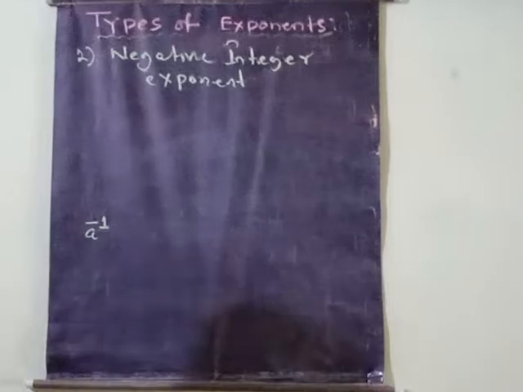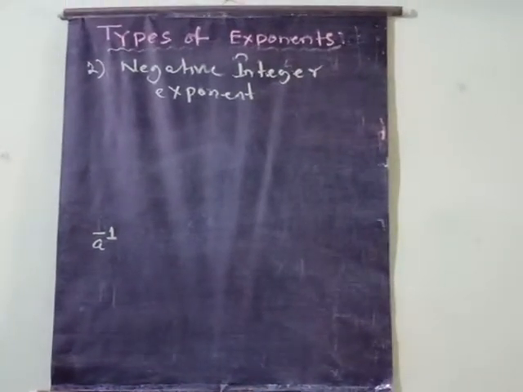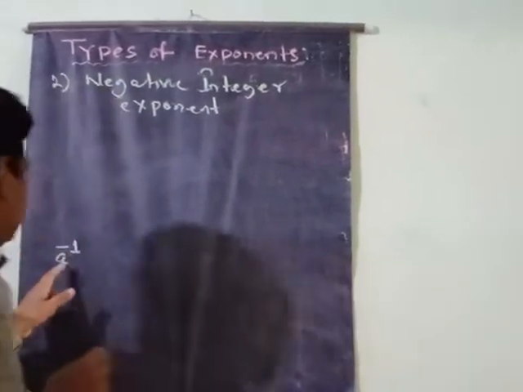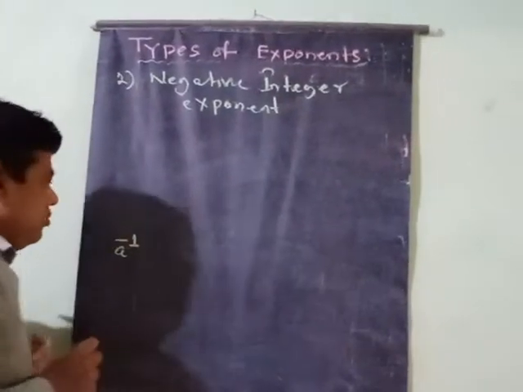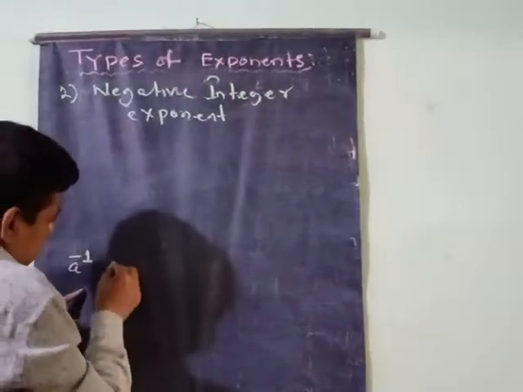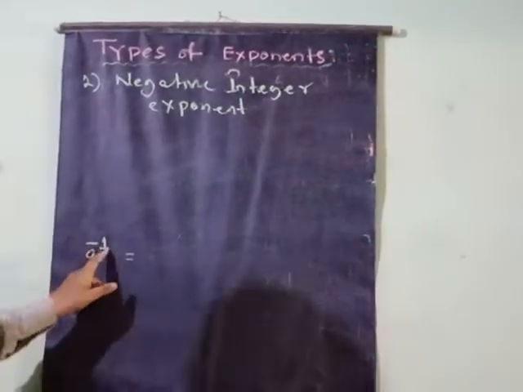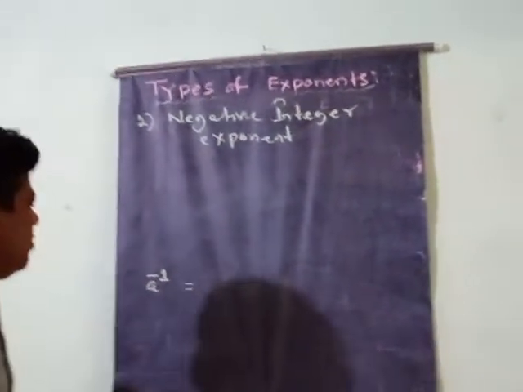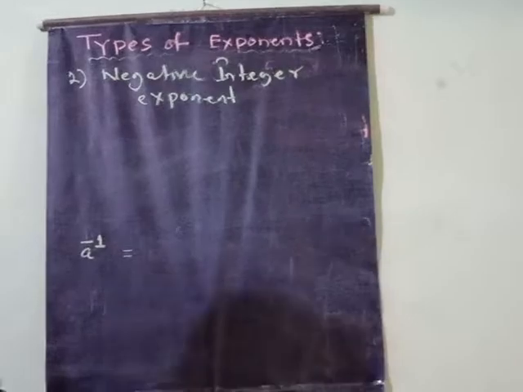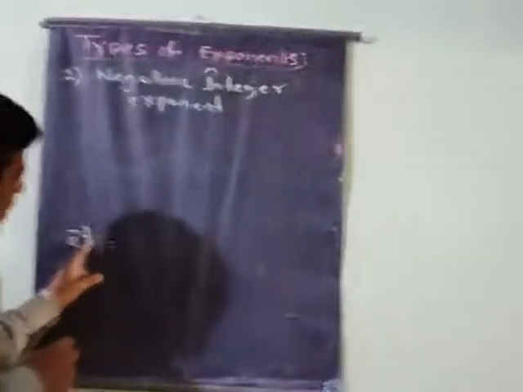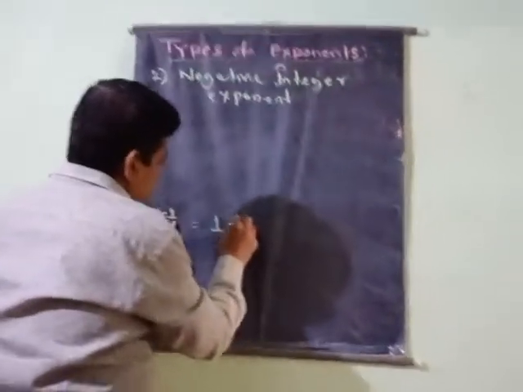If the given base has powers that are negative integers, then such kind of exponent is called a negative exponent. Here the power of a is minus 1. How can you define a to the power minus 1? Here a to the power minus 1 is a negative exponent because the power is minus 1. We can define it as obtained when the given base a is divided, instead of multiplied, by how many times?